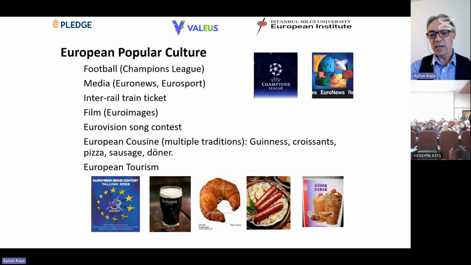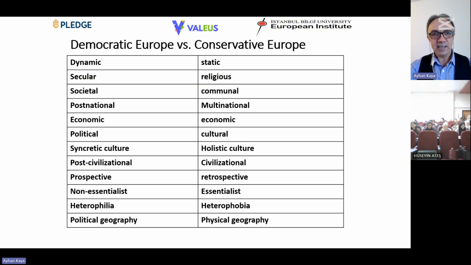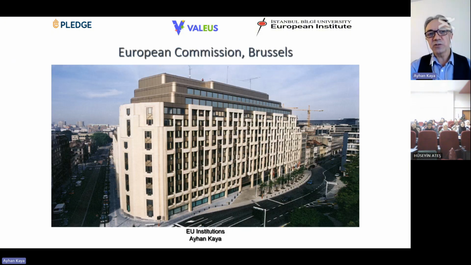The European culture is constructed. The more you talk about these things, the more you become a part of it, right? This is how it is. Just some visuals about the European Commission, the place of the European Commission in Brussels.